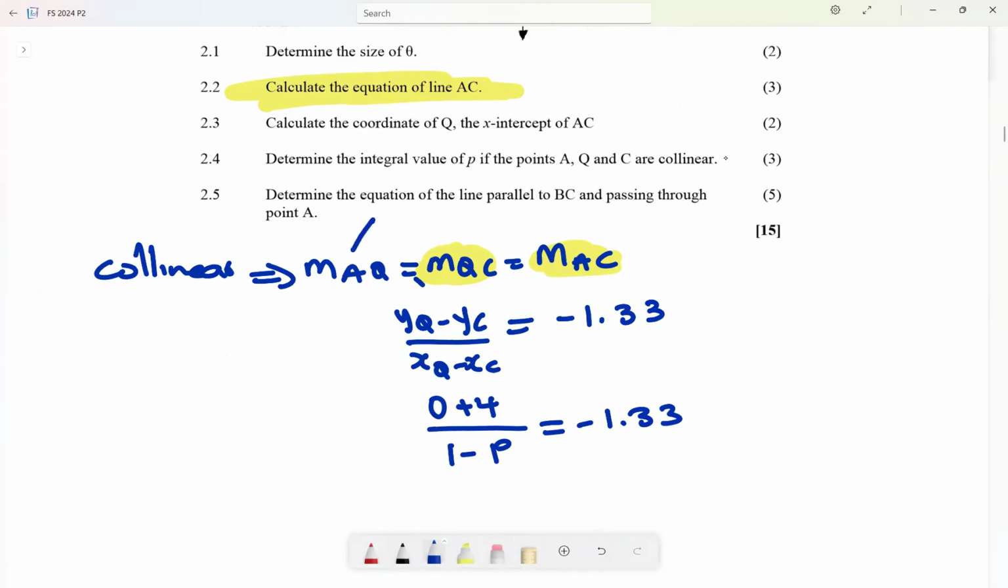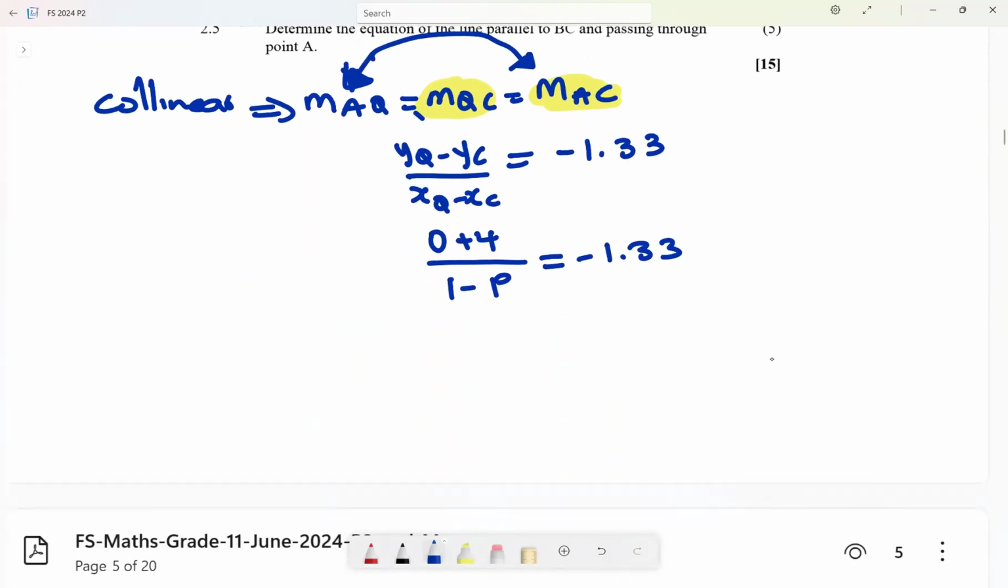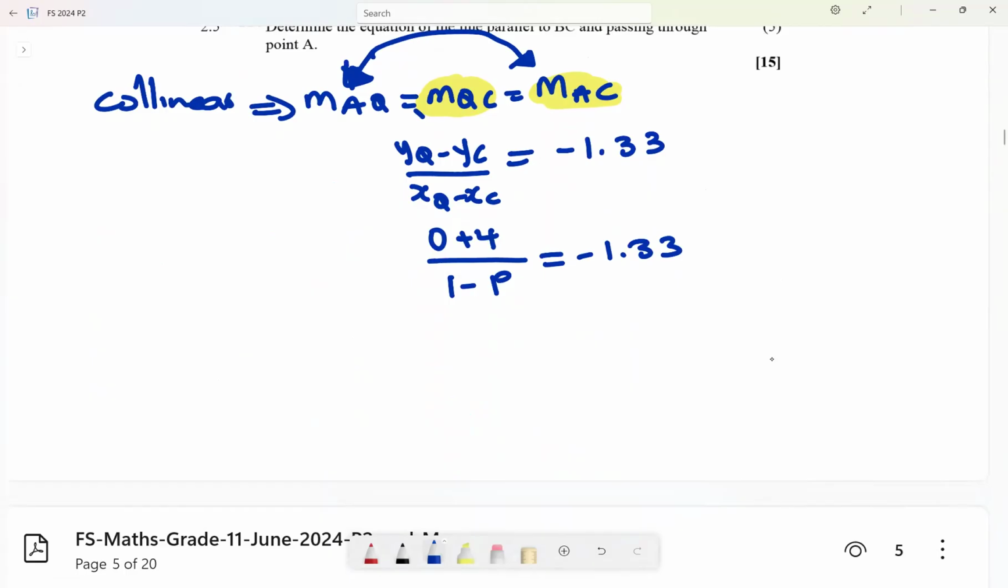It is equal to negative 1.33. You can also use the gradient of AQ and the gradient of AC. Remember, you want to link the gradient you are trying to find with the one whose gradient you know. Then this is just a matter of being a mathematician. Do you agree with me? This is just 4 divided by this one. I can multiply this to the other side like that. I can say 4 is equal to negative 1.33 times (1 minus p).